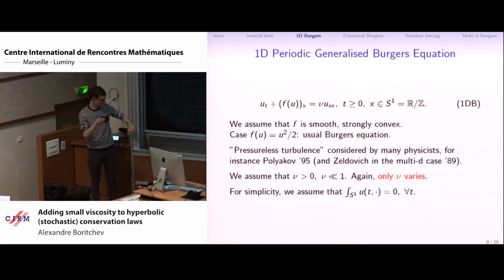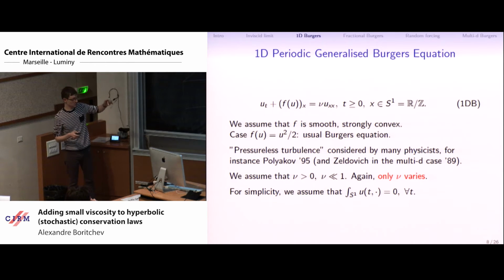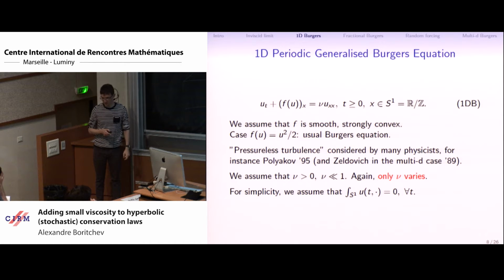So just a small historical physical background. In the case f of u equals u squared divided by 2, it's an equation which is a little stupid, because it's incompressible Navier-Stokes without the pressure. For this reason, it has been considered by many physicists, including physicists interested in subjects pretty removed from turbulence, like Polyakov. And in the multidimensional case, it's Zeldovich who studied it in the inviscid limit to model the large-scale behavior of galaxies in astrophysics in 1989.